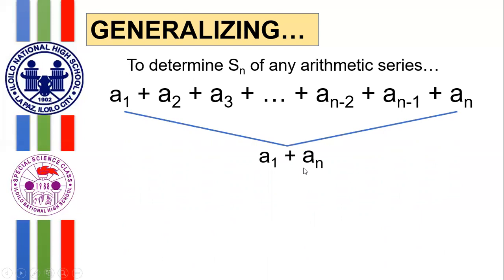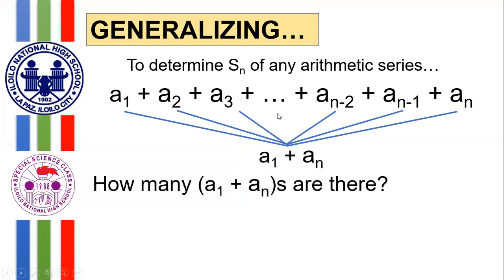Without loss of generality, or if we follow the reasoning of the actual example in the previous slide, you could see that if you add the second term and the second to the last term, it will still give you a sub 1 plus a sub n. And if you add the third term and the third from the last term, it will still give you a sub 1 plus a sub n, until you have added all of the pairs in the middle. But the next question is, how many a sub 1 plus a sub n's are there?